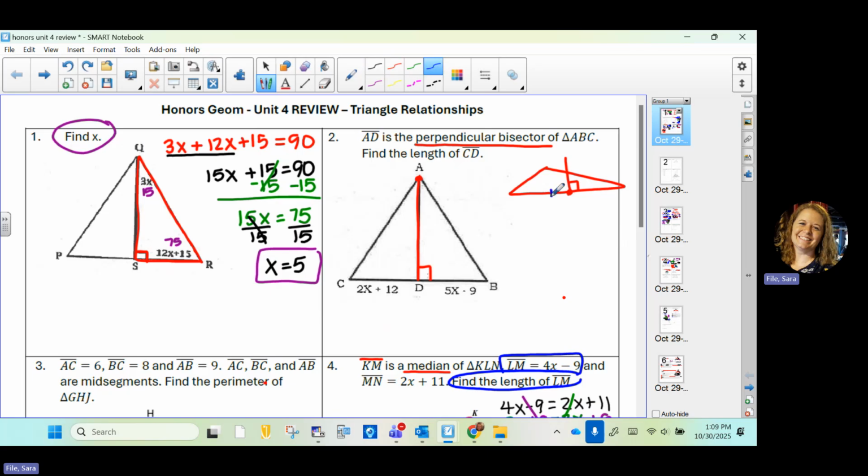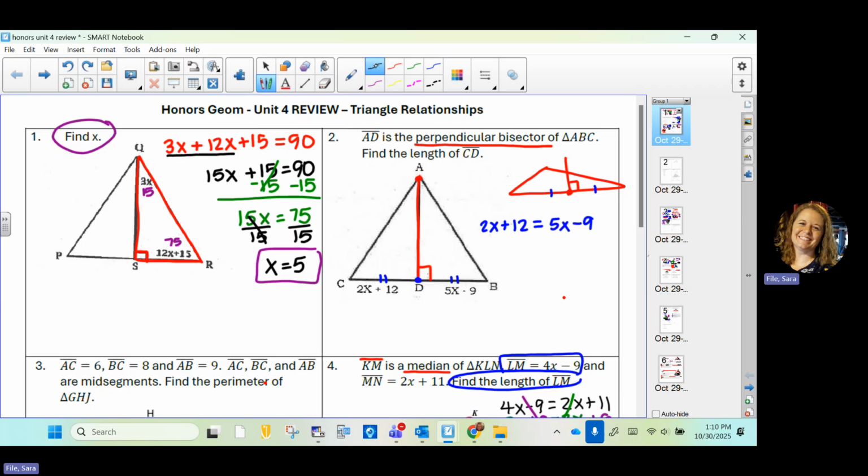Now, what makes it a bisector is that it's cutting that side that it intersects at 90 degrees, it's cutting it in half. That these are equal. That's what bisect means, cut in half. So it's perpendicular and it cuts that side in half. So D is the midpoint. So that means that 2x plus 12 is equal to 5x minus 9.